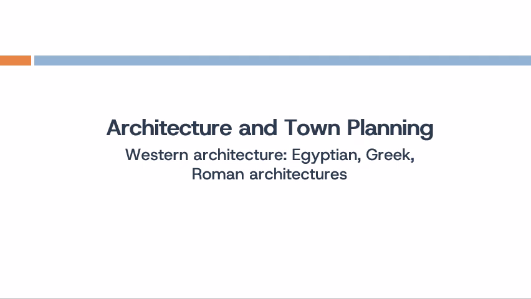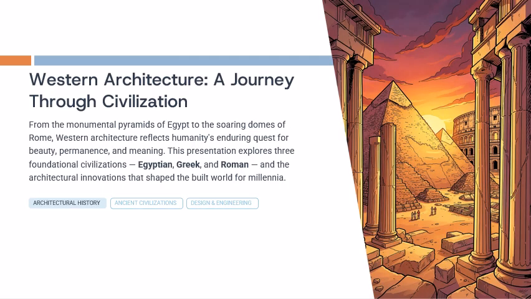Welcome all. Today in architecture and town planning, we will get to know about Western architecture, that is, the contribution of the Egyptians, Greeks and Romans towards their architecture. First, Western architecture is a journey through civilization, from the monumental pyramids of Egypt to the soaring domes of Rome. Western architecture reflects humanity's enduring quest for beauty, permanence and meaning.